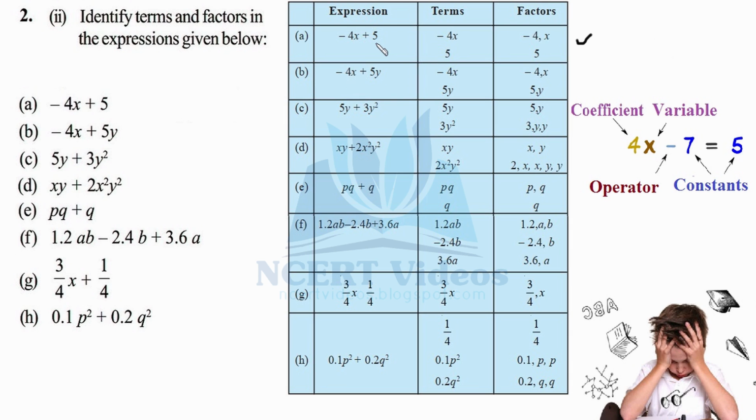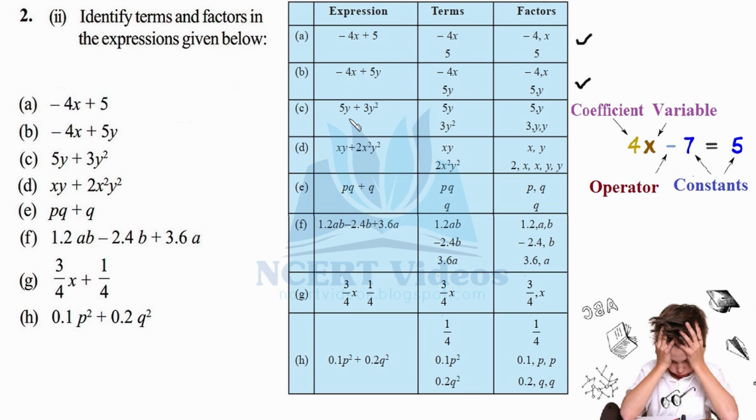B. Expression is minus 4x plus 5y. Again, it is like the same, but only addition of y is there in 5. So again, we have 2 terms, minus 4x and 5y. We don't have to write plus. And factors in minus 4x are minus 4 and x. Therefore, you write it with the help of comma. And in 5y, we have 5 and comma y as the factors. That is, these cannot be further broken up.